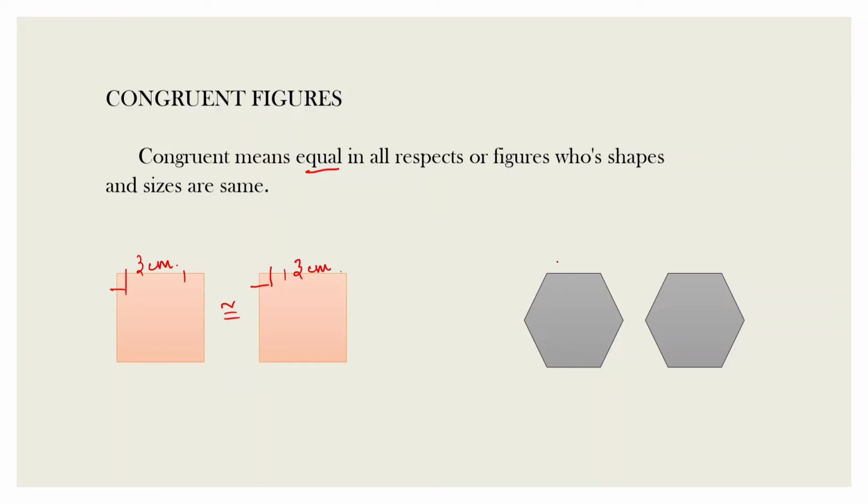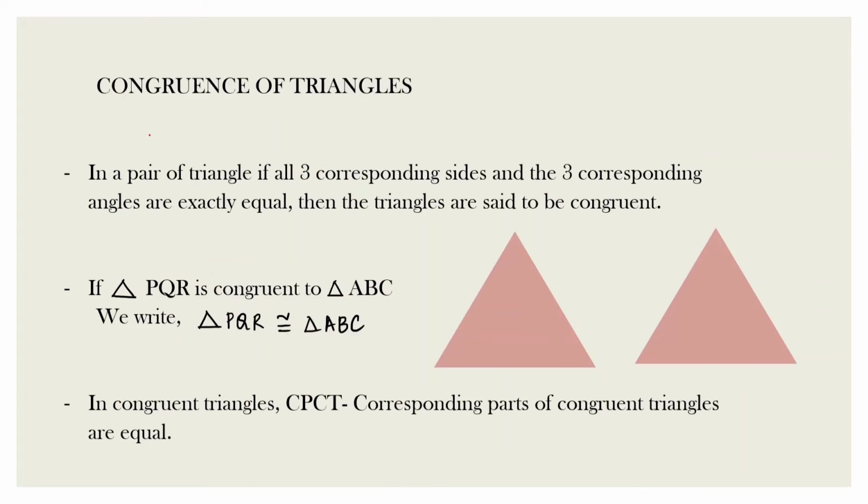Similarly, in this hexagon, let's say that the first hexagon has each side 2 cm. And the second hexagon also has each side 2 cm. Now, we could see that both these hexagons are equal in every aspect. Thus, we could say that these two hexagons are congruent. Now let's look at the congruence of triangles.